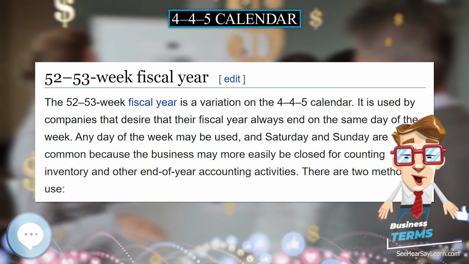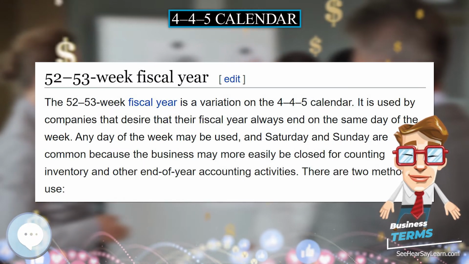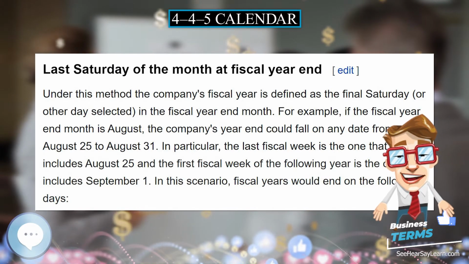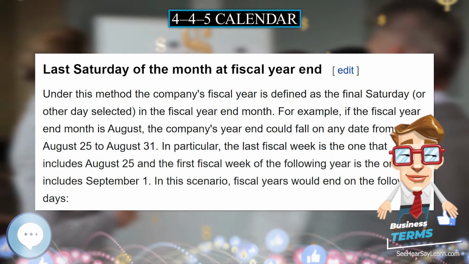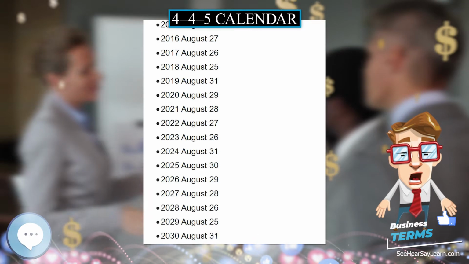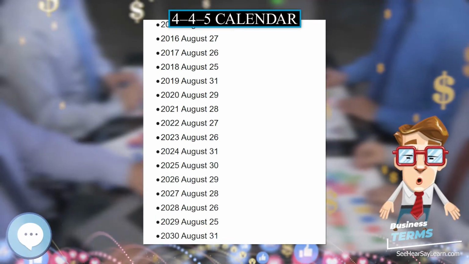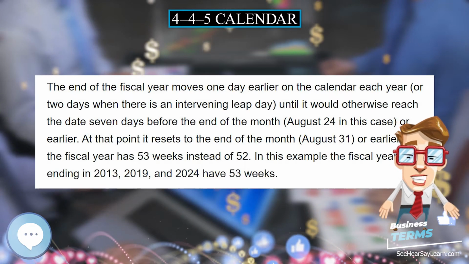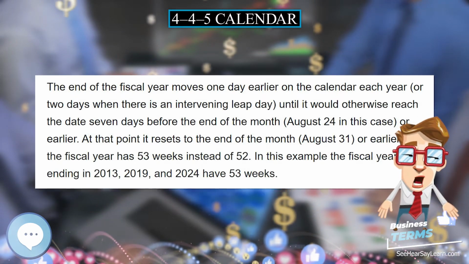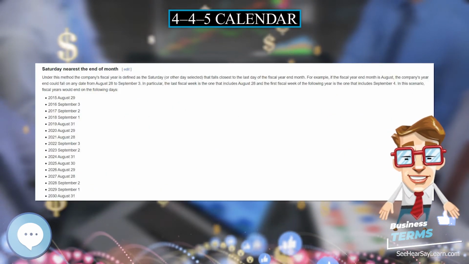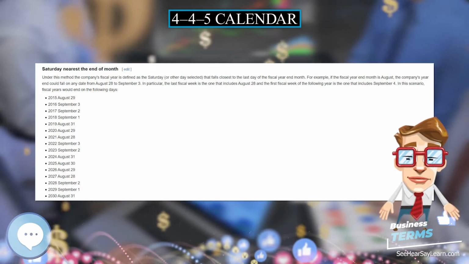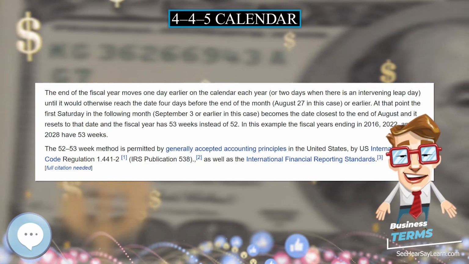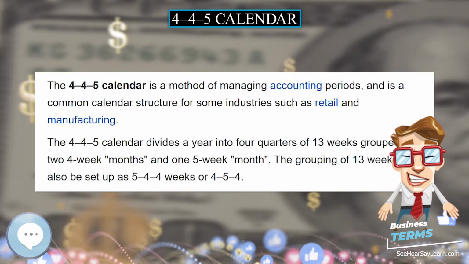Last Saturday of the month at fiscal year end. Under this method the company's fiscal year is defined as the final Saturday, or other day selected, in the fiscal year end month. For example, if the fiscal year end month is August, the company's year end could fall on any date from August 25th to August 31st. In particular, the last fiscal week is the one that includes August 25th and the first fiscal week of the following year is the one that includes September 1st.